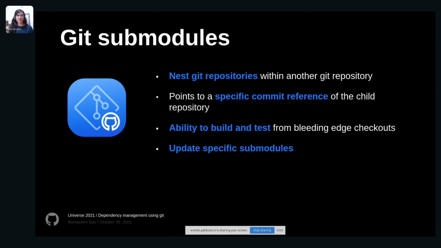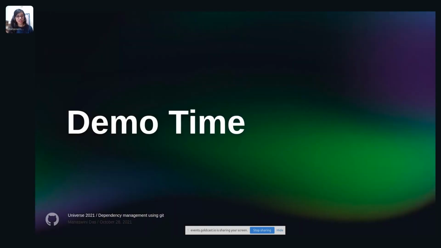You can nest Git repositories within another Git repository, and it points to a specific commit reference of the child repository only. I'm going to demonstrate that in a bit. Obviously, it has to overcome the disadvantage we talked about, that is the ability to build and test from bleeding edge checkouts. If it doesn't do that, then what is it for, right? You also have the option and the liberty to update specific submodules. So moving on, demo time.